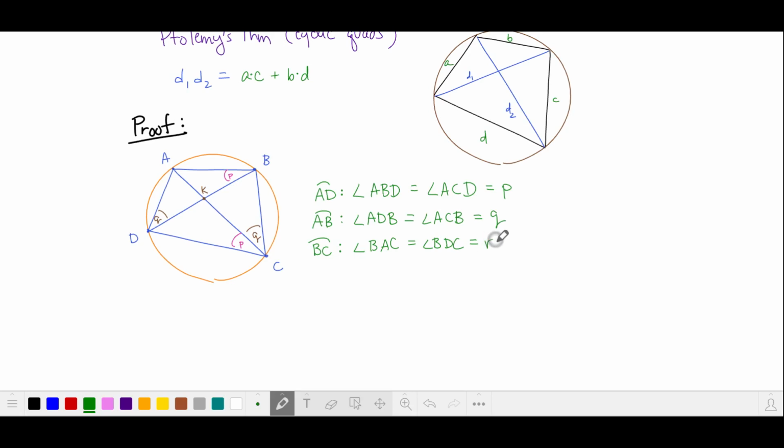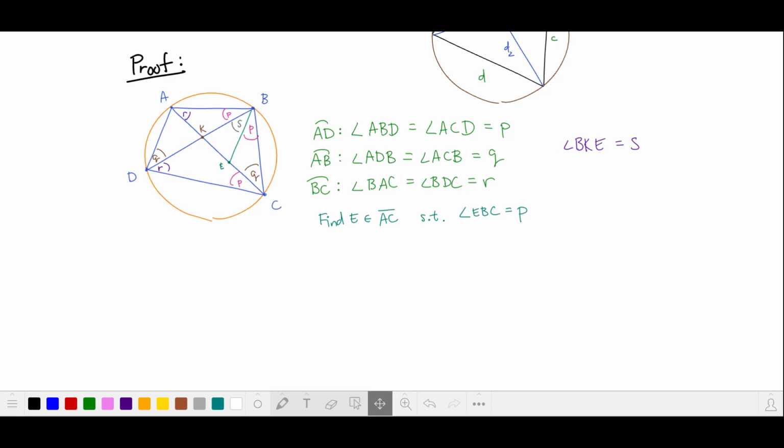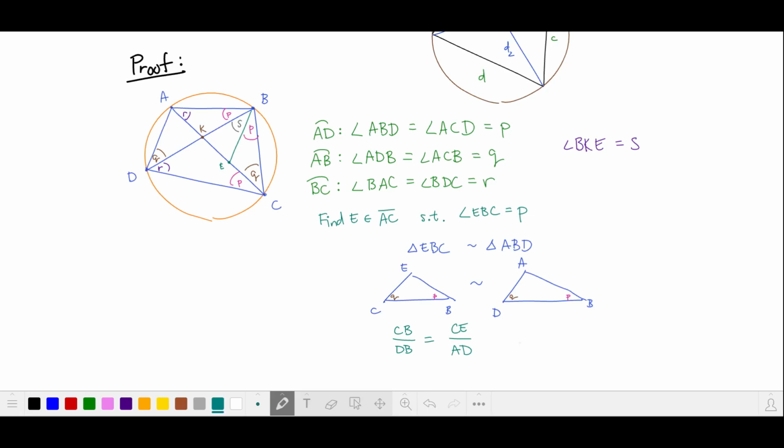Let's call it R. Finally, let's find a point E on diagonal AC such that angle EBC also equals P. Let's call angle BKE S. Let's find some similar triangles. Triangle EBC is similar to triangle ABD. So we have this ratio and we can solve for CE.